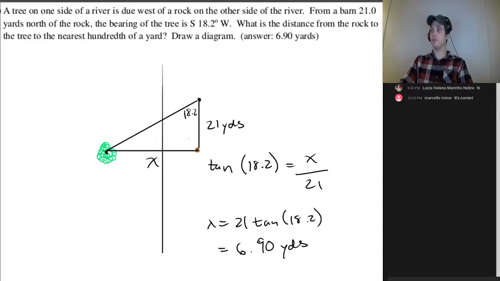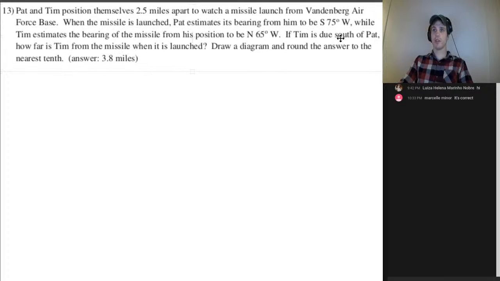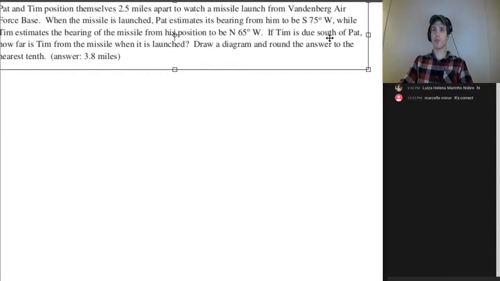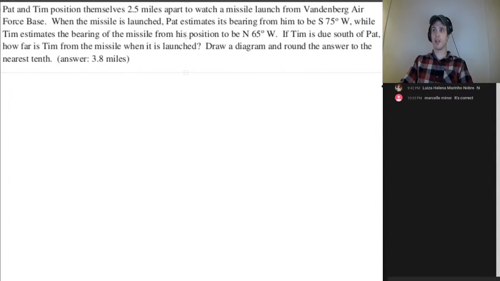Okay, I think this is the last one. Let me actually check. Yes. So that was hard. It was just a hard problem. The hard part was drawing the diagram, because that question was worded really oddly and just didn't make any sense. So if you found that difficult, welcome to the club. I thought it was tough too.